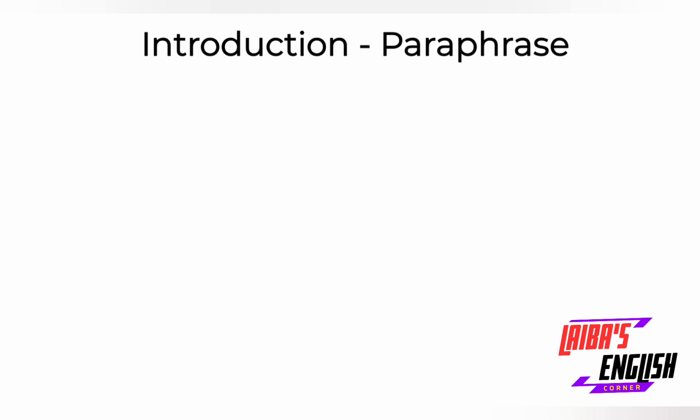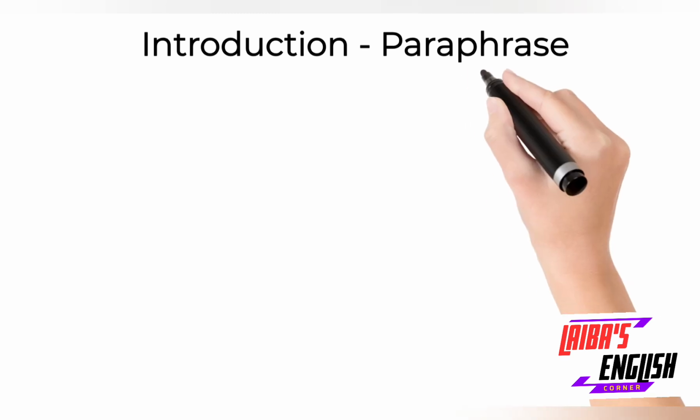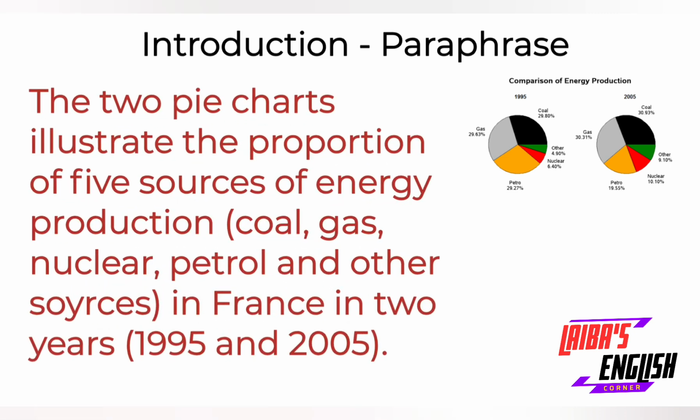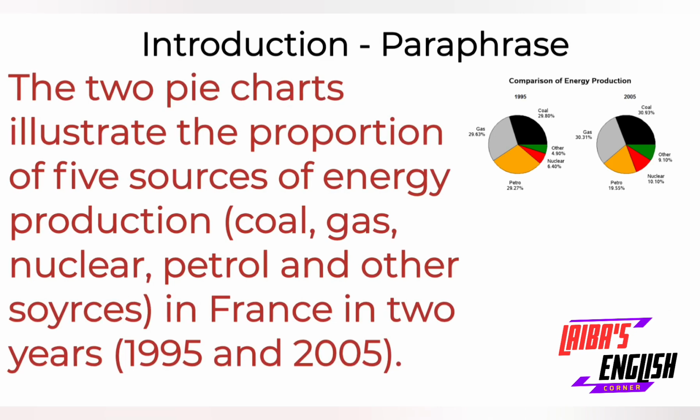Now we are going to start with writing the introduction of the pie chart. Remember that you have to go through the chart well in order to write accurately. So for the pie chart introduction, what you need to do is to paraphrase the main statement that is given. The statement is, the pie chart below shows the comparisons of different kinds of energy production in France in 2 years.